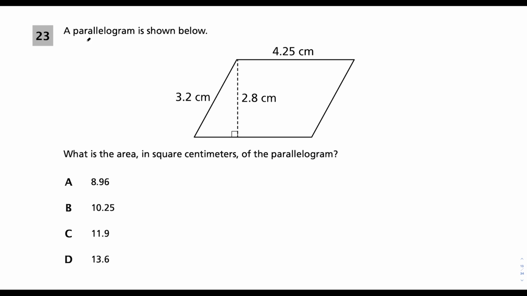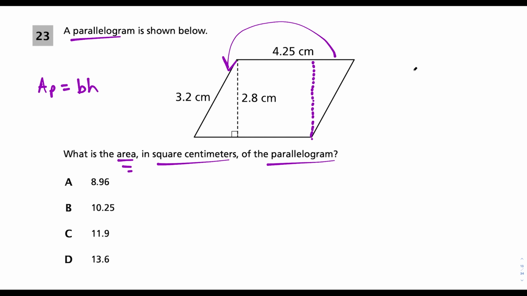So question 23, we have a parallelogram shown below. We want to know what is the area in square centimeters of the parallelogram. For this one, it helps to know that the area of a parallelogram is base times height. Now, if you don't know that formula, the idea behind it is that let's say I were to drop down another altitude like this and chop this triangle off, and I move this triangle from here to here. What that would make is a rectangle.